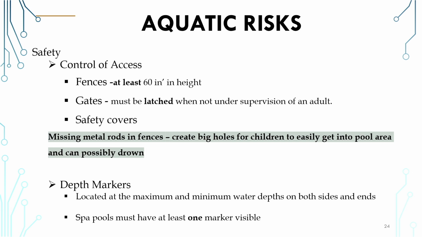If the fence or the gate is in disrepair, like if there's a couple of missing rods or a big hole or something, any way a child or somebody could get into the pool without supervision, that would be considered an immediate health risk. We also require depth markers to be on the pools. They need to be at the minimum and maximum water depths on both sides of the pool and both ends of the pool. For spas, we need to be able to see at least one visible depth marker.